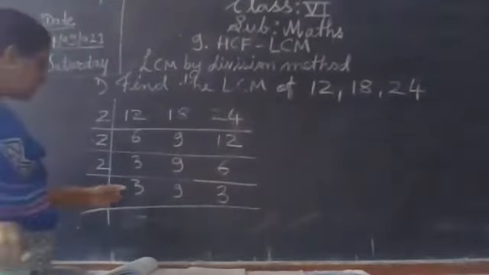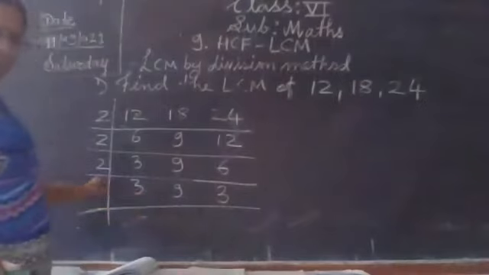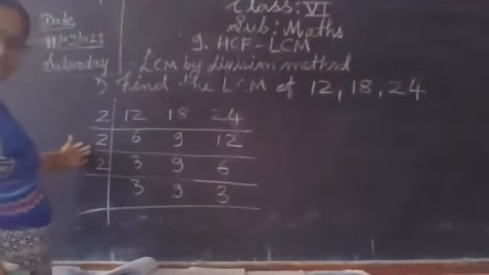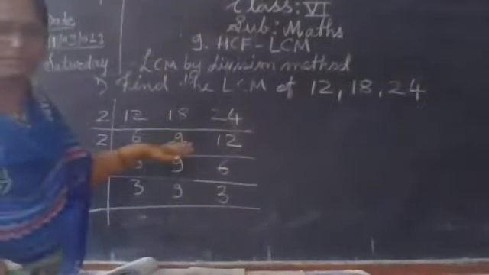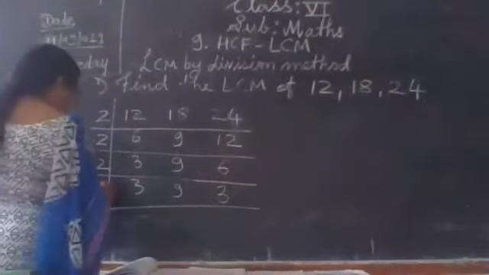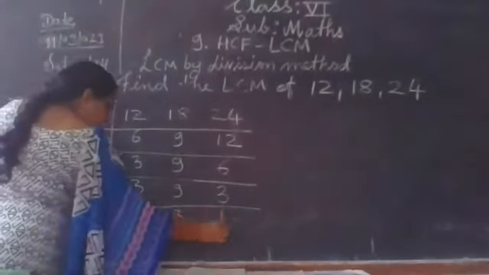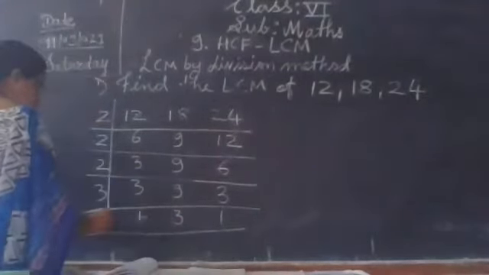Okay, now 3, 9, 3, all are odd numbers. So we will not take 2 anymore. So what is the next prime number after 2? Yes, it is 3. So we will take 3. 3 ones are 3. 3 threes are 9 and 3 ones are 3. So one more 3 is left.